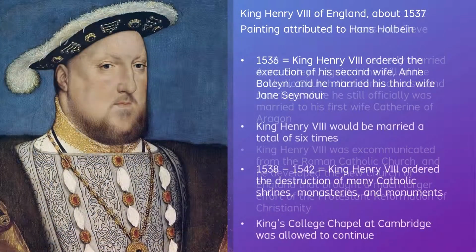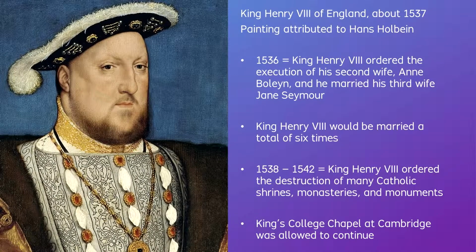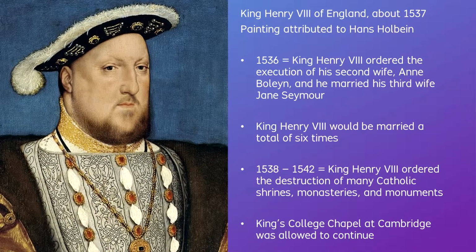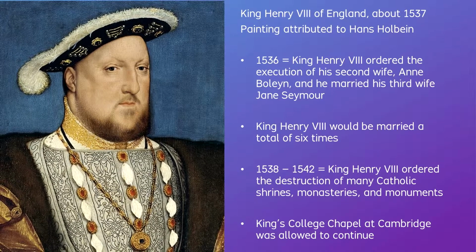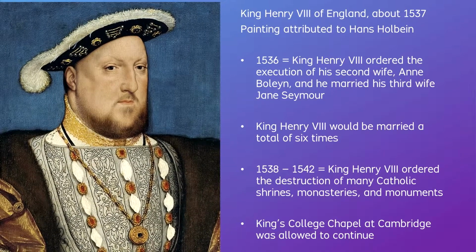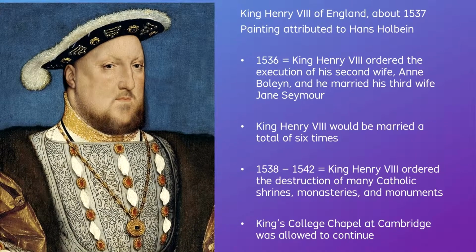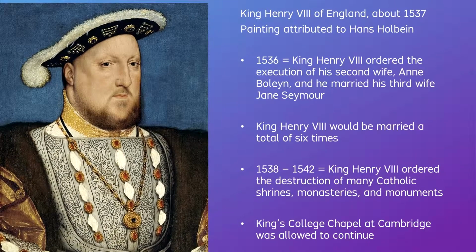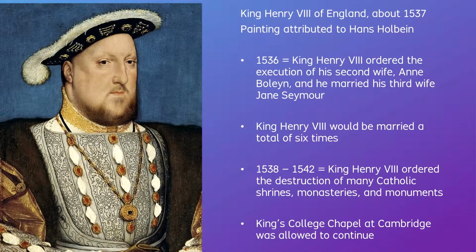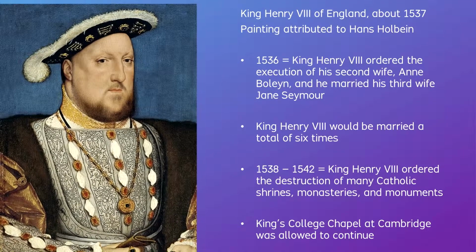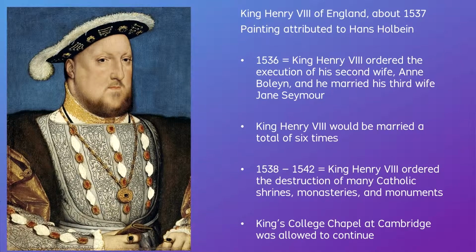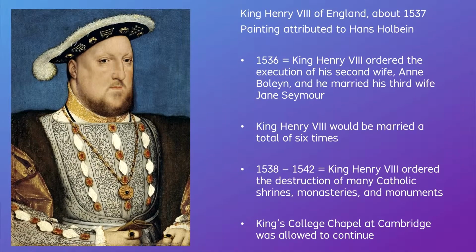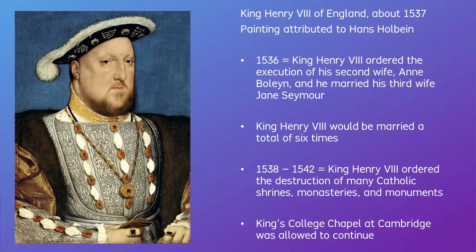Later, Henry VIII ordered the execution of his second wife, Anne Boleyn, and eventually he would be married 6 times. During the years 1538 through 1542, Henry VIII ordered the destruction of numerous Catholic shrines, monasteries, and monuments. Nevertheless, King's College Chapel at Cambridge would be allowed to continue.